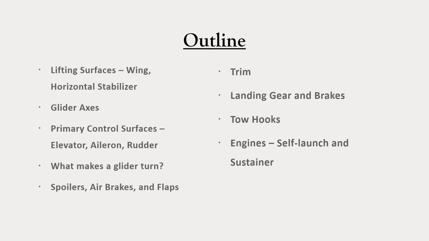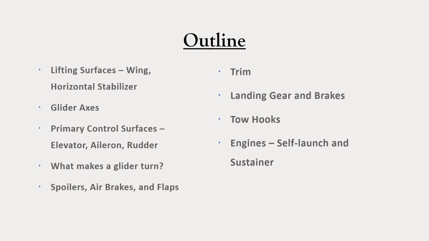So we're going to start with talking about the wings and the horizontal stabilizers, then talk about the definitions of the different glider axes. We're going to refer to those axes quite a bit in future lessons, so you have to know which one I'm talking about when I use those words.